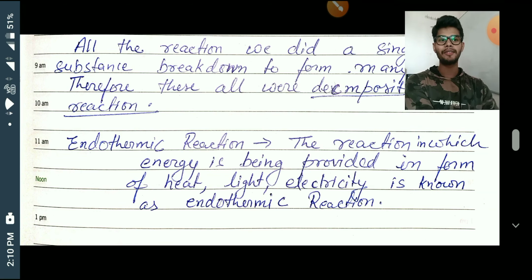So you can think of the difference between endothermic and exothermic reactions. Just do it as your assignment.